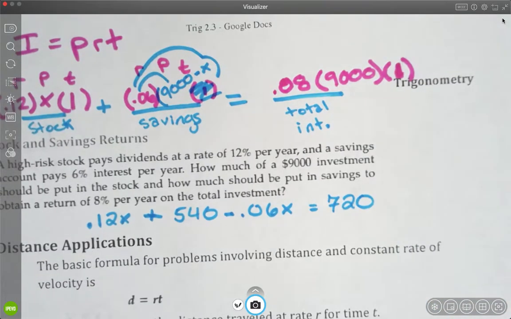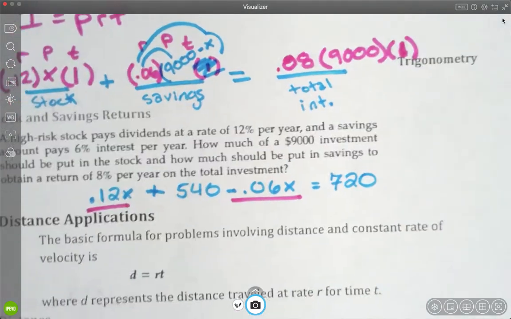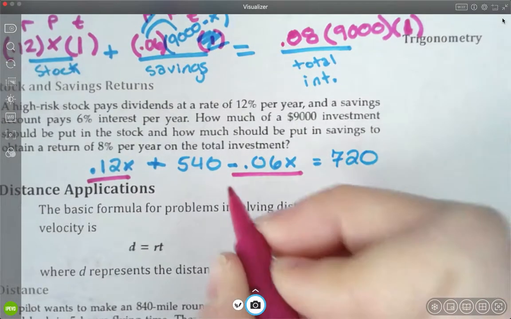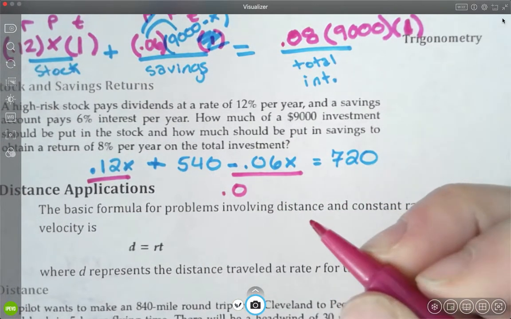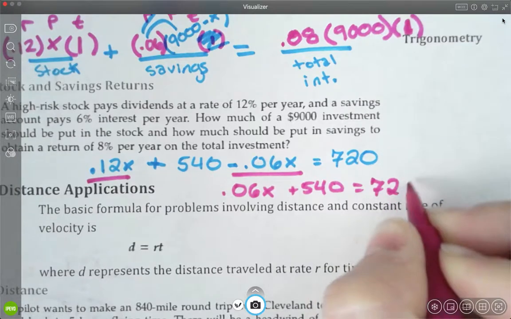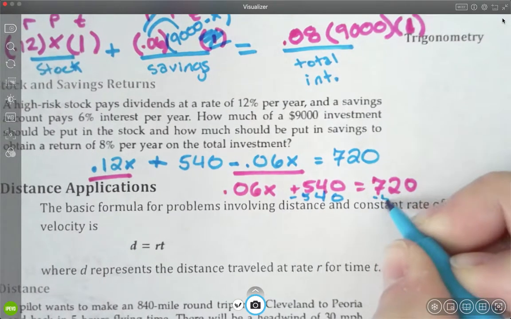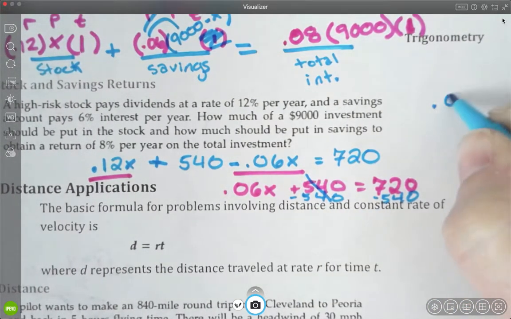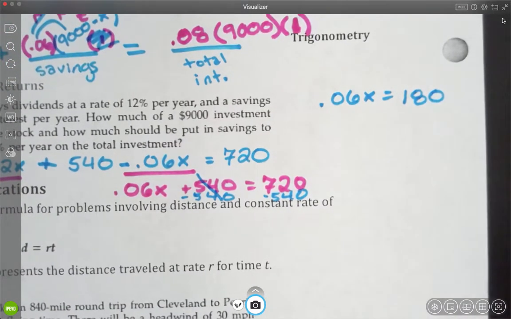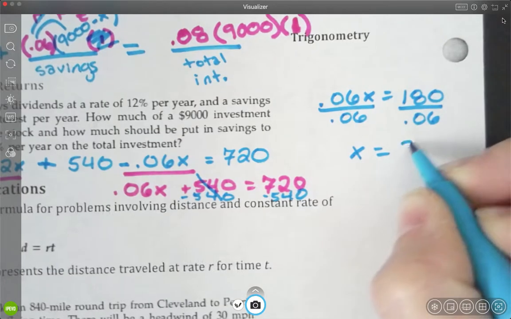720, yes? We can combine things. What do you want to combine, Liddell? 0.12x minus 0.06x. What's that make? 0.06x, not 12. So 0.06x plus 540 equals 720 now, right? And then what? Minus 540. 0.06x equals 180, you said? And then? Divide by 0.06. X is 3,000.